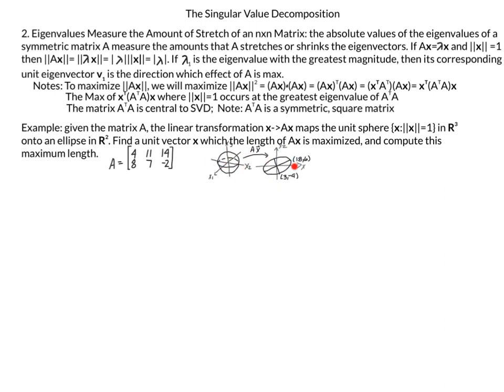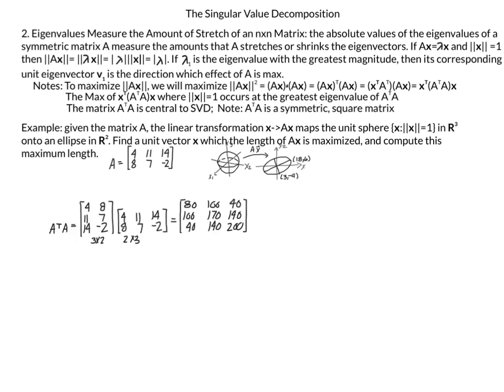And it's actually not that important you know how to figure this out, but just know that it kind of maps from a circular shape to something that's stretched out on some axis. Find a unit vector x for which the length of Ax is maximized, and compute this maximum length, where A is the 2 by 3 matrix with column vectors (4, 8), (11, 7), and (14, -2).